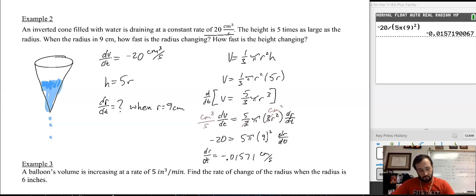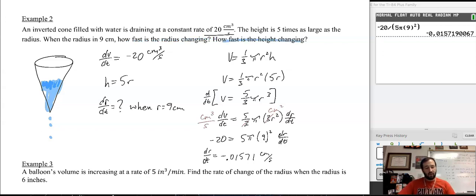Grading-wise, you will get 1 point for the derivation, 1 point for an answer, and you will actually get a point for your units. So be careful. Make sure you guys put your units if we are dealing with units. Okay, so that was how fast the radius is changing.